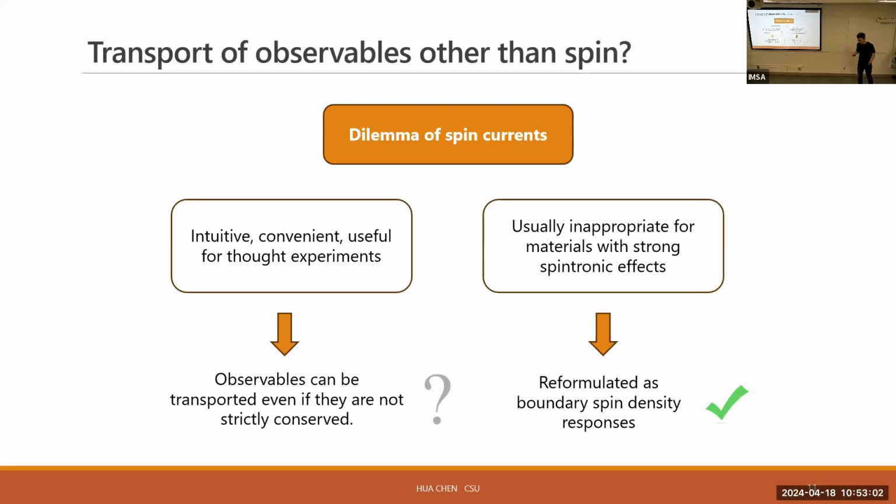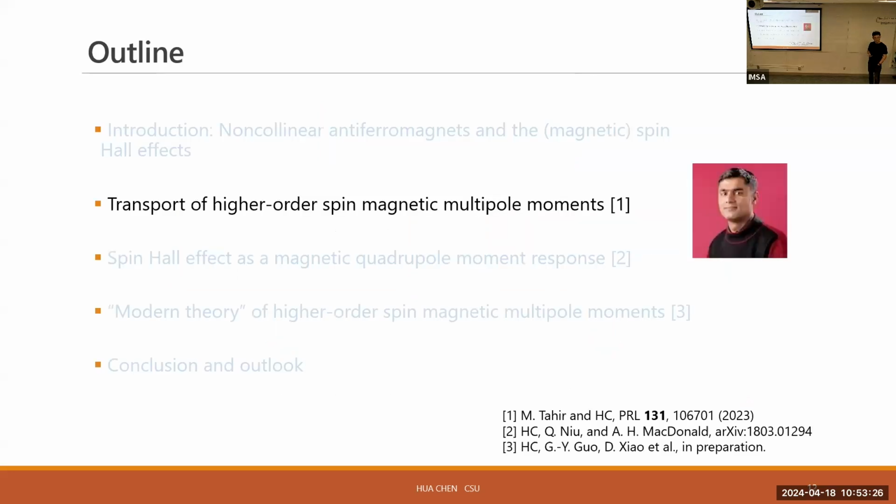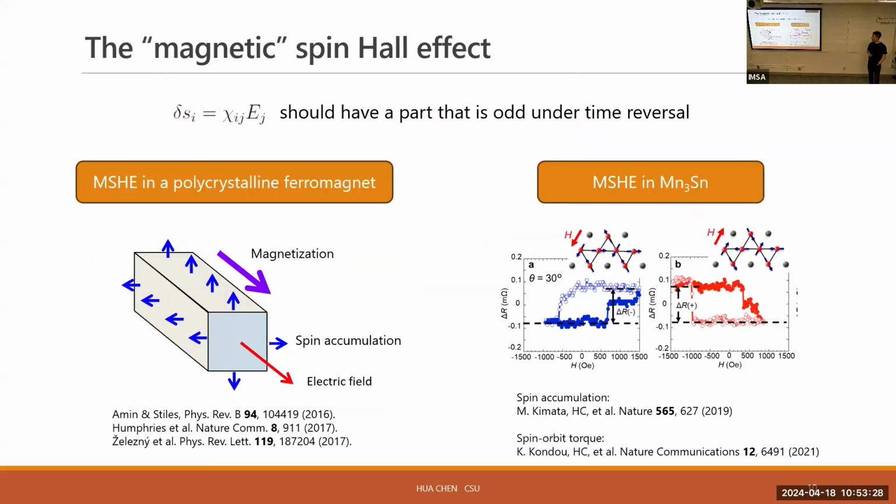So that's kind of satisfying to some degree, but there is still this dilemma that comes back to us from time to time. On the one hand, spin is not a conserved quantity, so it's not ideal to discuss spin transport using spin currents. I have a question. Can you explain the experimental observations just using a combination of the anomalous Hall effect and the spin Hall effect, that is, combining this magnetic spin Hall effect?